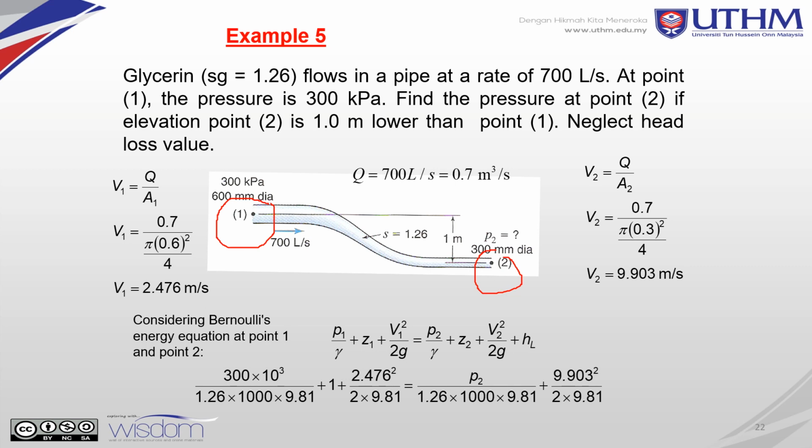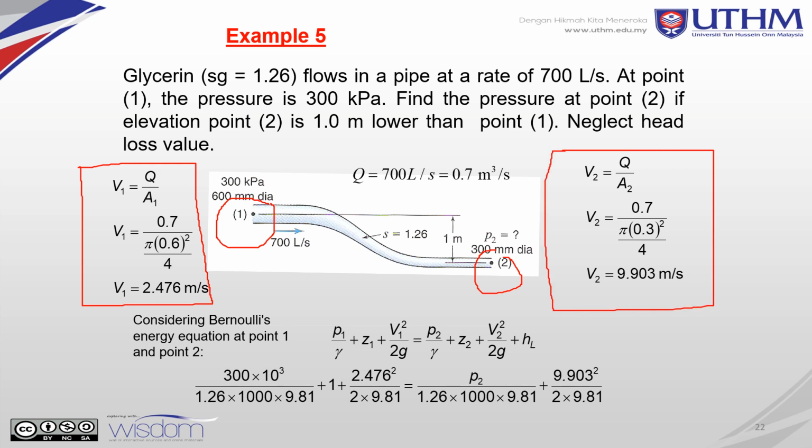First step, you must find the velocity at point 1. You use this equation: velocity 1 is equal to Q over A1. So you get velocity 1 is 2.476 meters per second. And then you find the velocity at point 2. You get V2 is 9.903 meters per second. Because Q is given as 700 liters per second, you just convert to cubic meters per second.